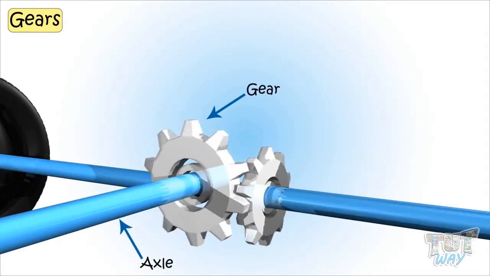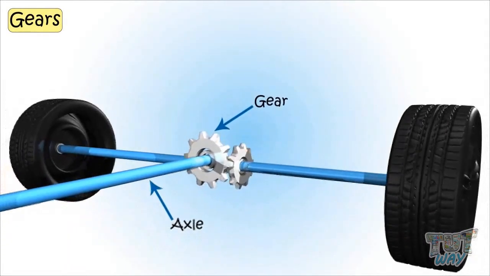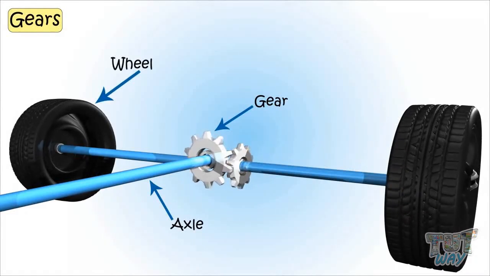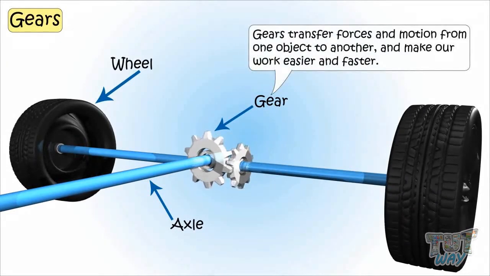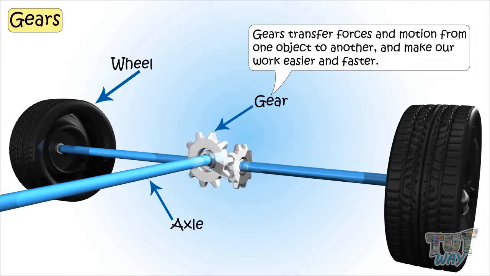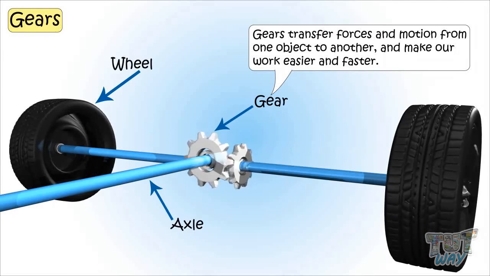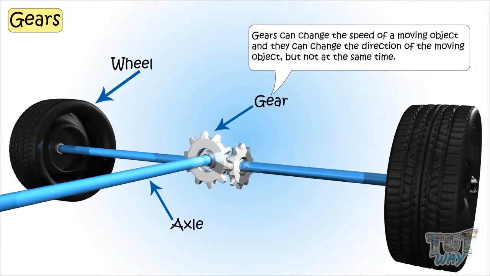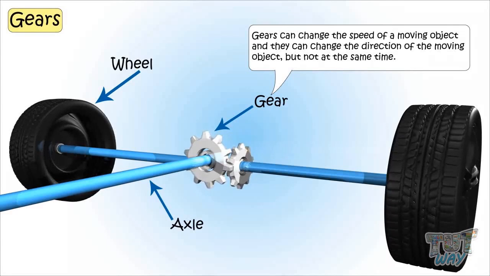Gears turn on the axle, which in turn turns the wheel of the object to be moved. So gears transfer forces and motion from one object to another and make our work easier and faster. Gears can change the speed of moving objects. Gears can change the direction of moving objects too, but not both at the same time.